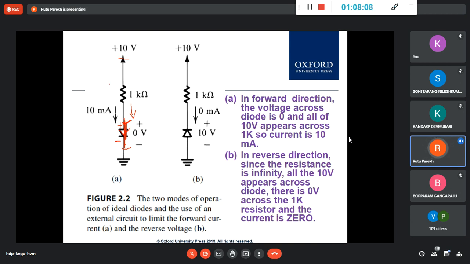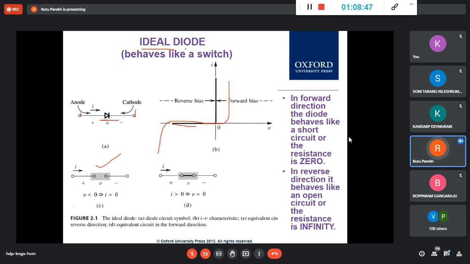How much current will flow? I is equal to V, this voltage, upon 1K. So 10 volt upon 1 into 10 cube, which goes up and becomes milliamp. So 10 will remain as 10 divided by 1, and in the denominator 1K gives milliamp, so it will be 10 milliamp. The voltage across the diode will be 0 volt because this point and this point are now shorted. So that's how you do it. This is the current and this is the voltage across the diode using the ideal diode.